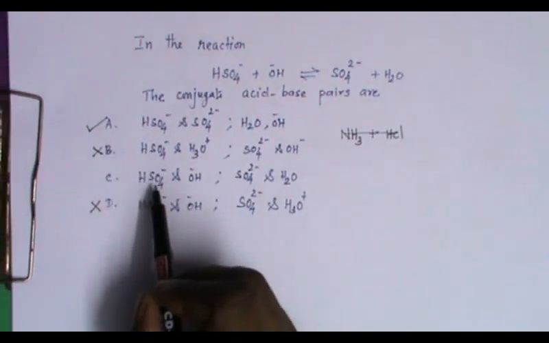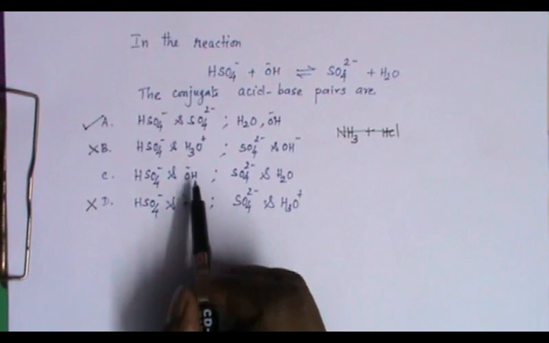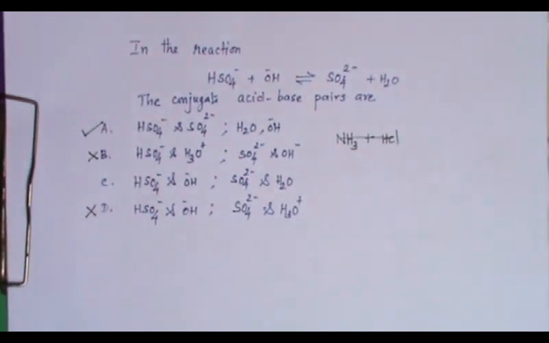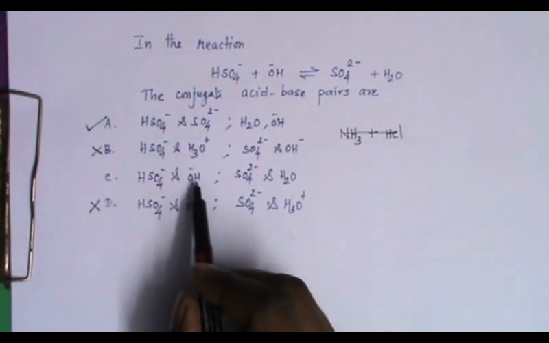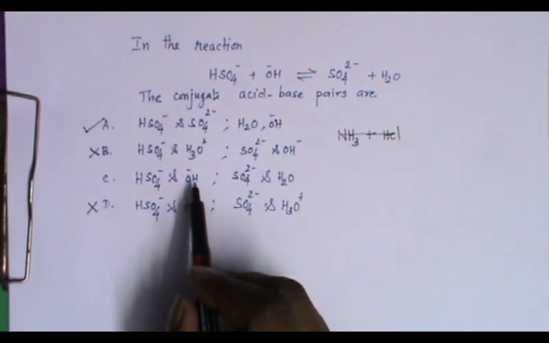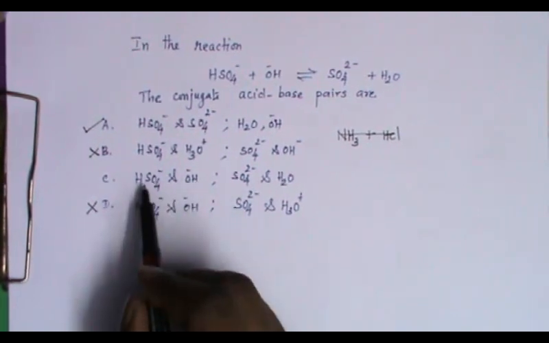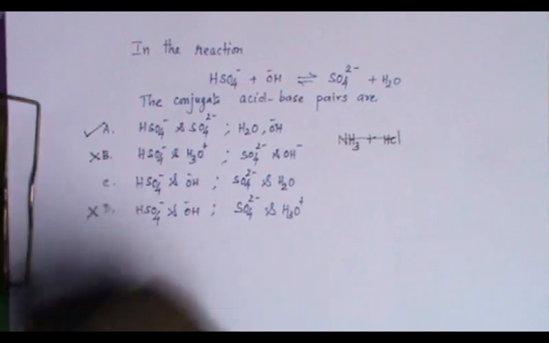Third option, HSO4 minus and OH minus has been given. OH minus is not the conjugate base. It is a base, but it is not the conjugate base of HSO4 minus. So this is the wrong option.